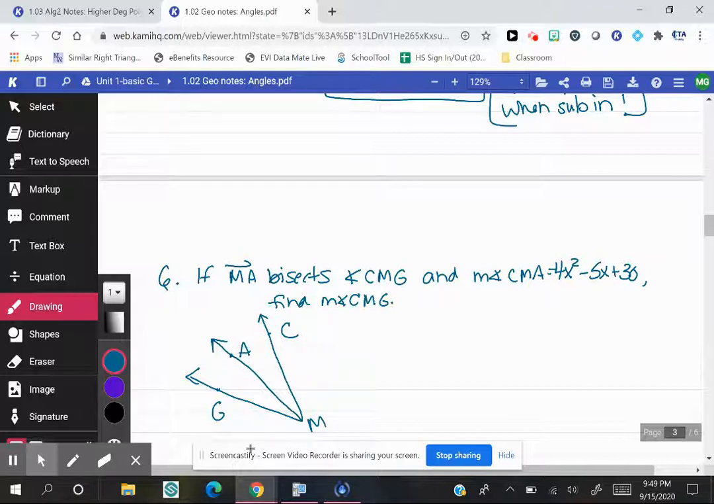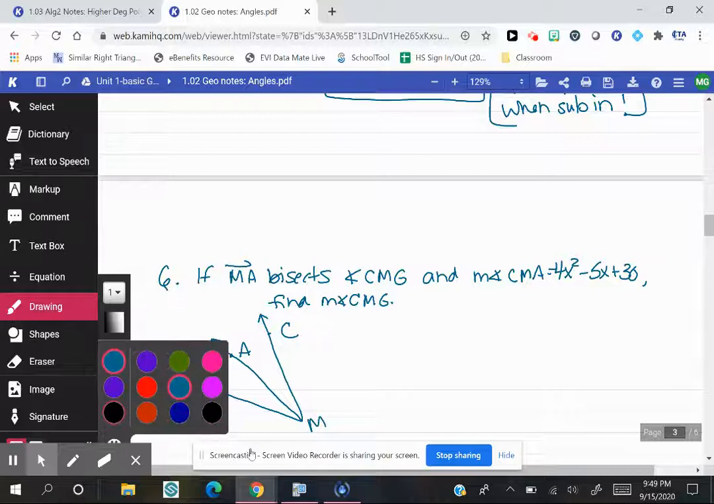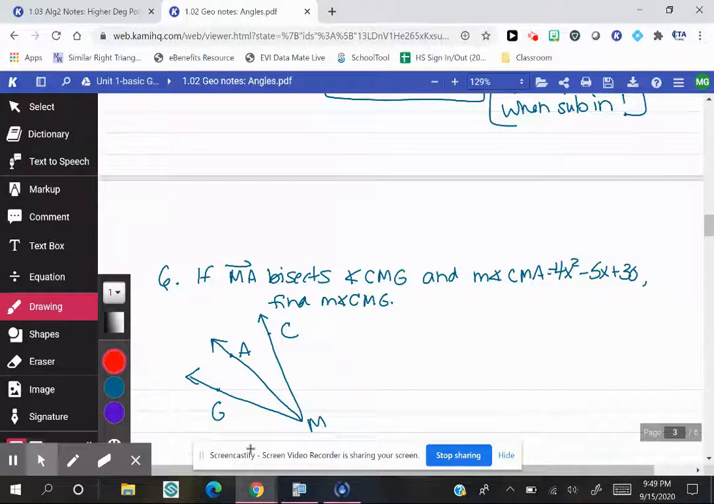We've got G, M, C, and we'll put A over here. So we know MA bisects it. So again, really important in geometry to mark your picture. So if I know that MA is bisecting, it splits it into 2 equal parts. So I mark those 2 angles congruent. Now I know that CMA, so this angle right here, is the expression that they gave here, 4x squared minus 5x plus 30. I want to find CMG. So if this one is 4x squared minus 5x plus 30, and these two are equal to each other, then I can just add that to itself or just multiply it by 2, and that will give me my full angle.